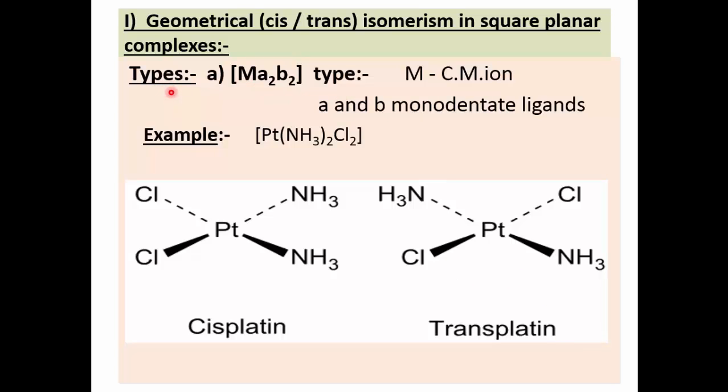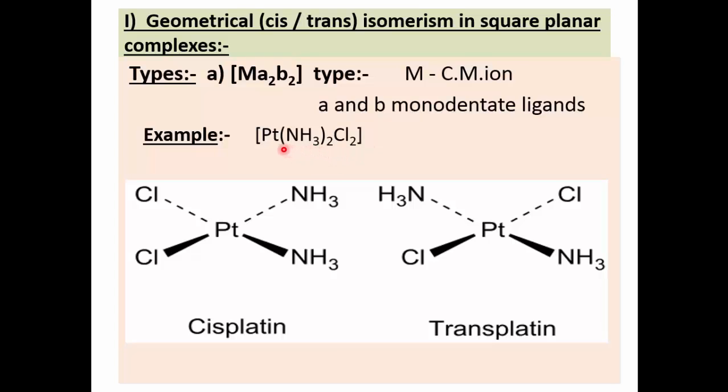Let us start. First, geometrical, or it is also called cis or trans isomerism in square planar complexes. In these, there are various types. Let us see type number A, Ma2B2. Of course, M is central metal ion, to which A and B monodentate ligands are attached. Monodentate means the ligand which donates only one electron pair to metal ion, and coordinates to the metal ion or atom, and there is formation of coordinate bond.